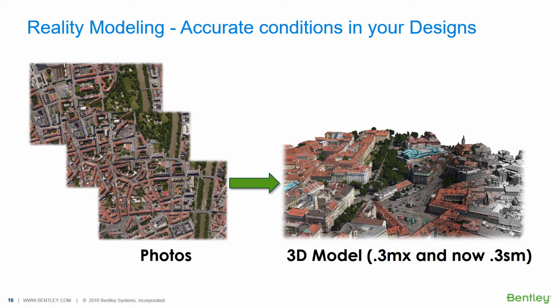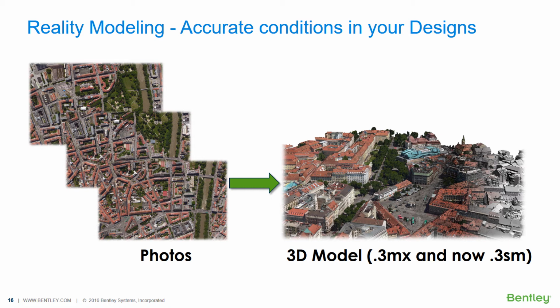So reality modeling, we're all familiar with some of the concepts here. It's become really important in our industry very quickly. You take simple digital photographs from a drone or perhaps from an airplane or from your cell phone camera, and you can turn those into three-dimensional models. Well, the three-dimensional model format has changed. We now have the 3SM, the three-dimensional scalable mesh file format. That replaces our 3MX format. So it's scalable. I'll show you what that means in just a second here.